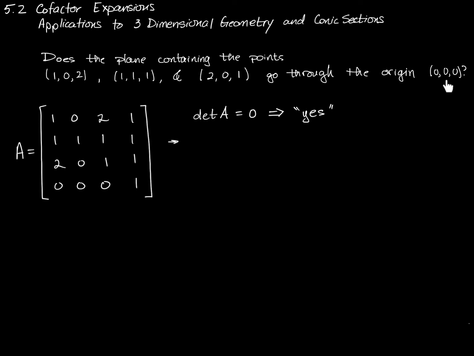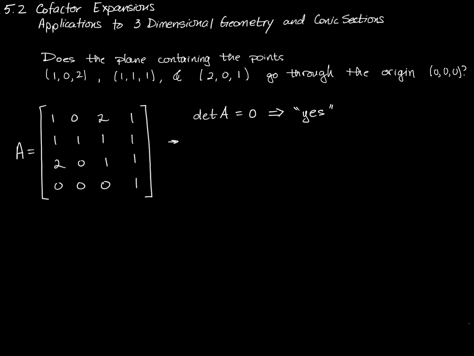origin is one of the points, all 4 points are on the same plane, and yes, the origin is also on the plane, therefore the plane goes through the origin. Okay, so what we need to do now is figure out what the determinant of A is.